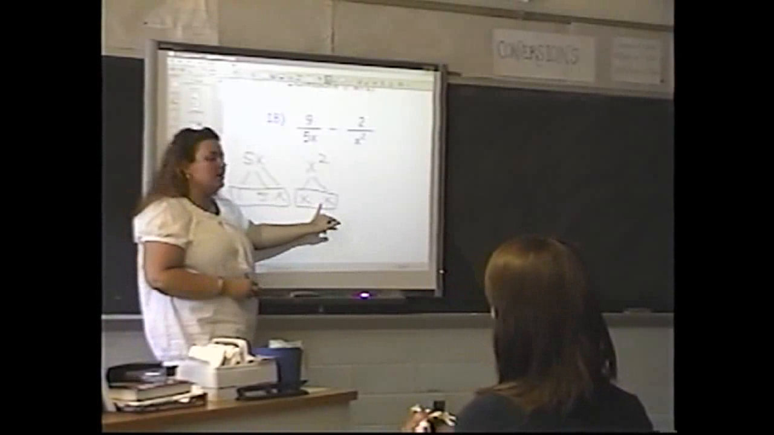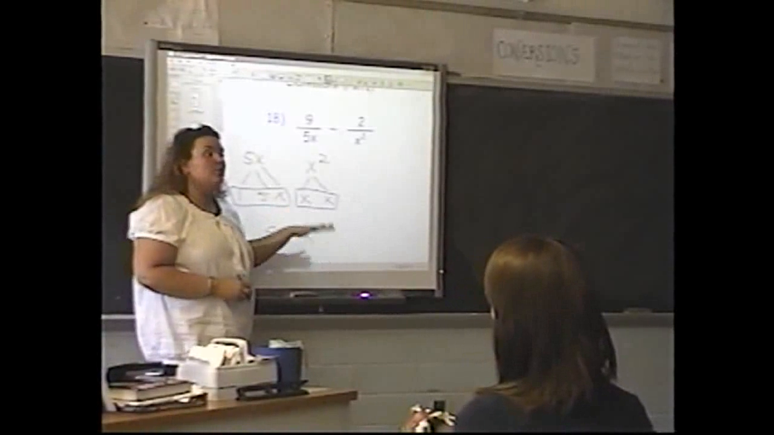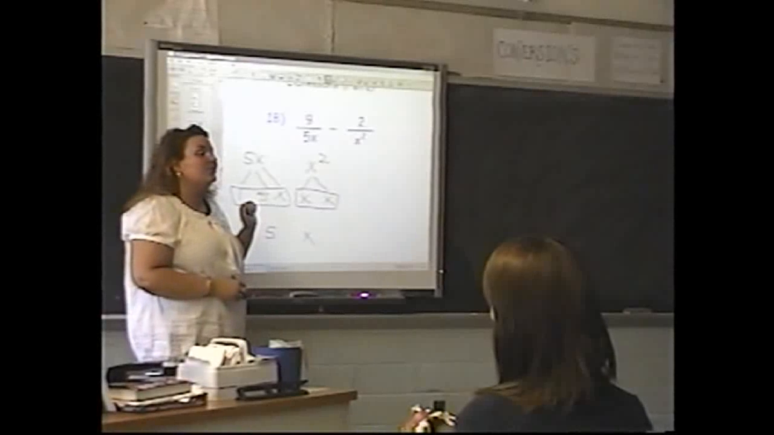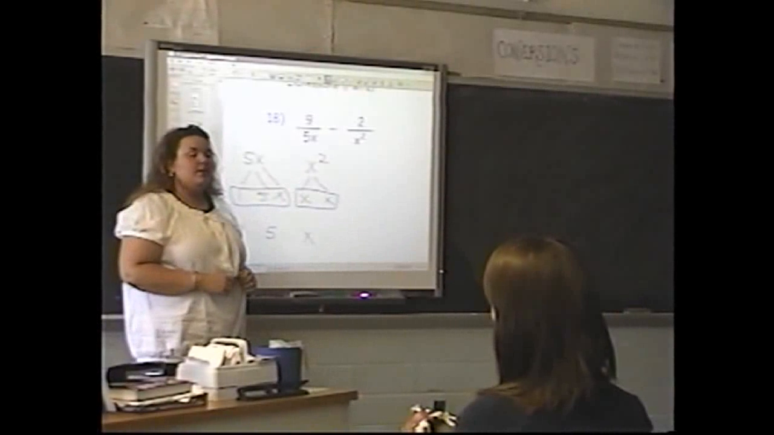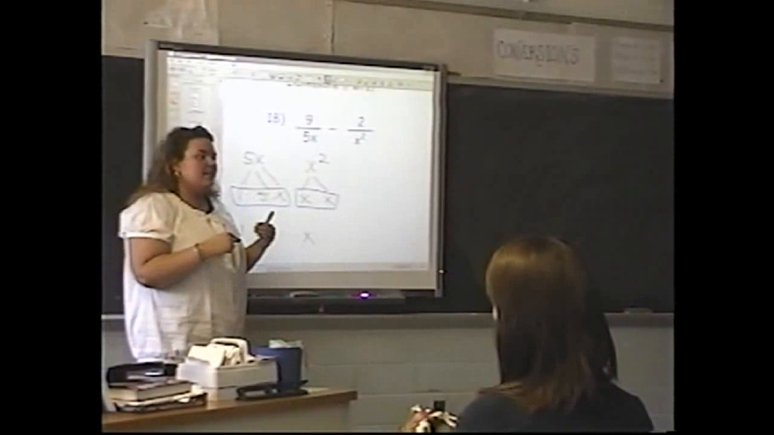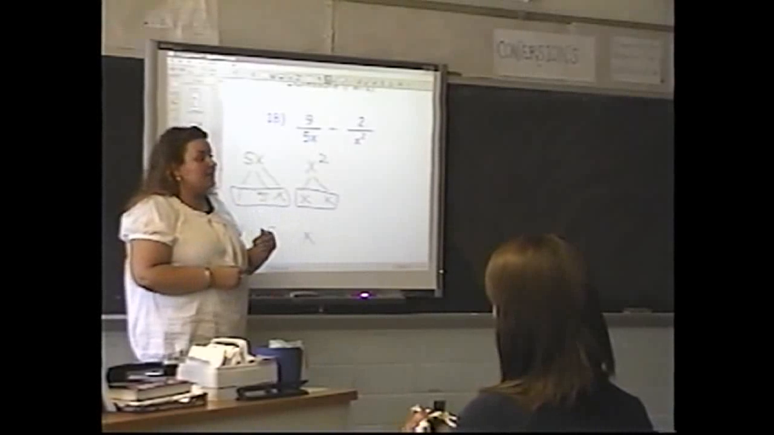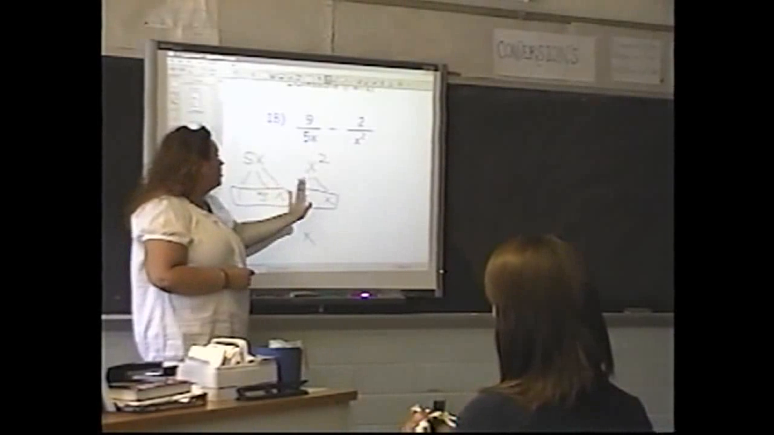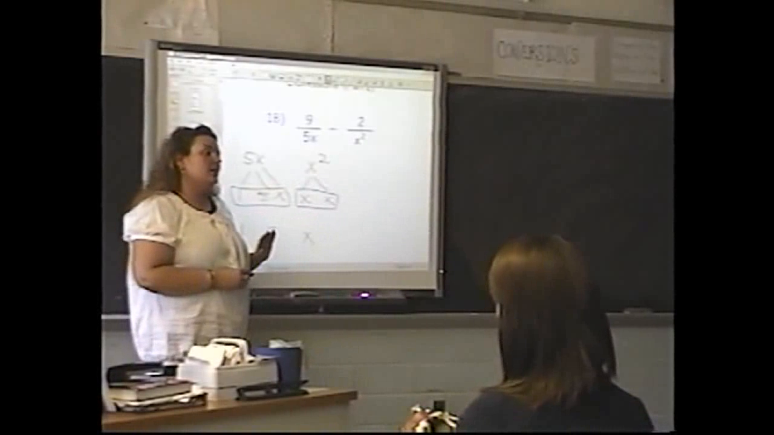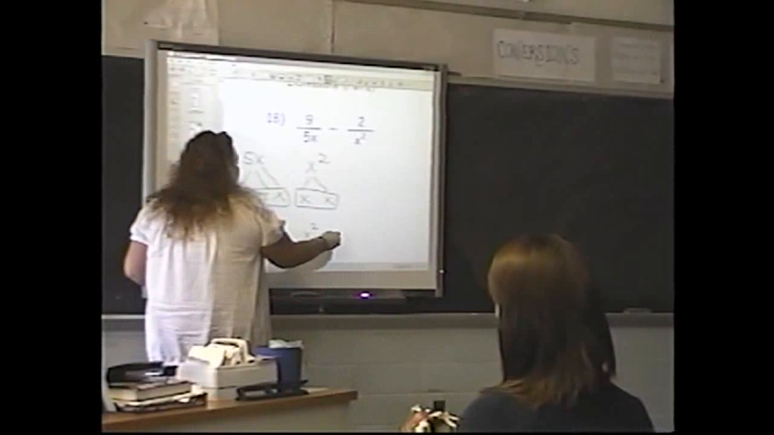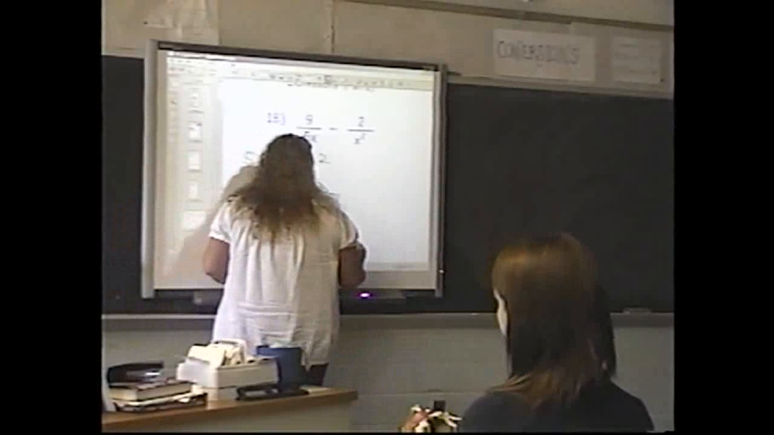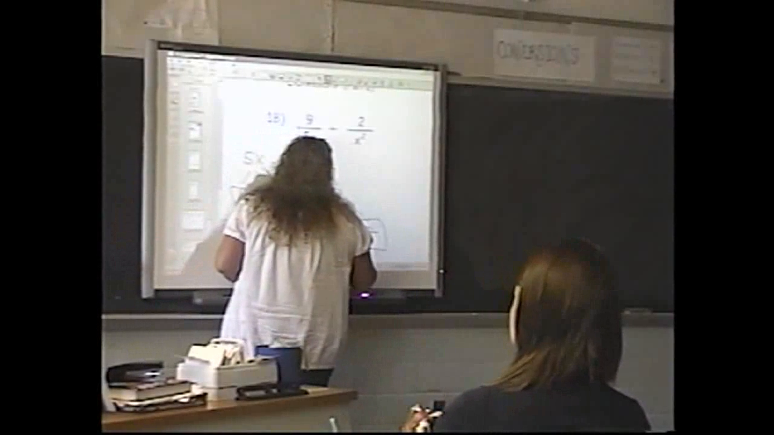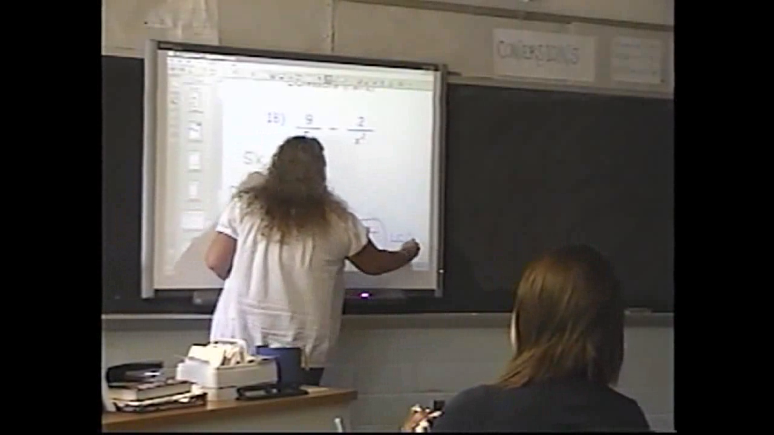1. How many are here? 2. How many do we need? 2. Why would we need 3, Mac? Because there's 3 there. But I need 1 here, I need 2 here, right? Yep. When you're trying to find the least common denominator, you are picking the biggest number that you see. So this is 1, this is 2, so how many do we need? 2. Okay, so what is my LCD? 5x squared. Good job, Tyler. So 5x squared is my LCD.